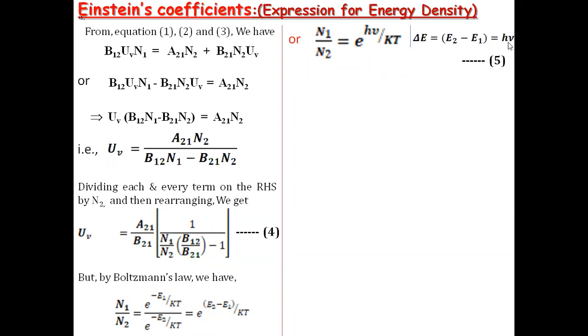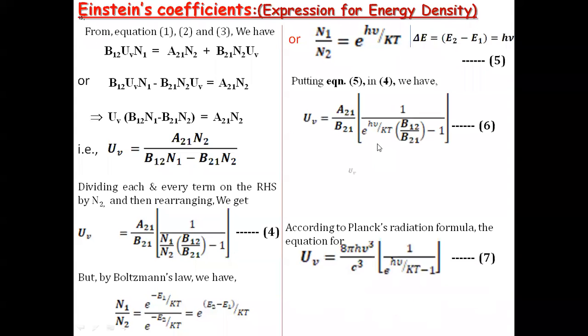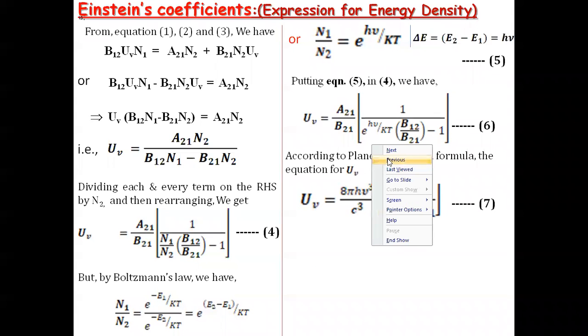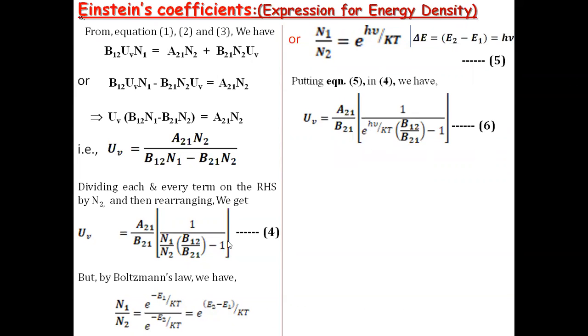That is nothing but the energy of the photon. According to Bohr's theory, E2 minus E1 should be equal to h nu, the energy of the photon which is emitted. Therefore, I can write N1/N2 as e^(h nu/kT). Now substitute this N1/N2 in equation 4. If I substitute N1/N2 as e^(h nu/kT), you will get this equation.